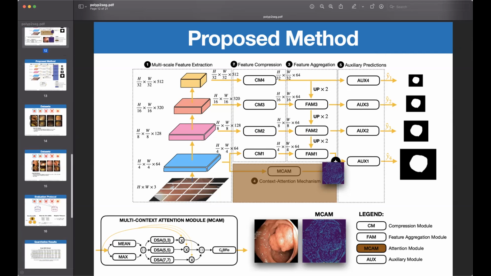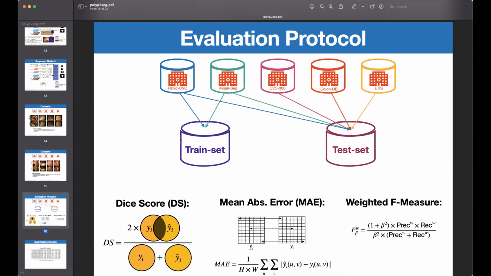So when we publish here the results, we have only published part of them, but we have done those experiments, and this protocol goes more or less in line with what you have posed. Like, for instance, these three data sets, CVC 300, ColonDB, and ETIS, they have not been used at all during training. They have been used only during testing.